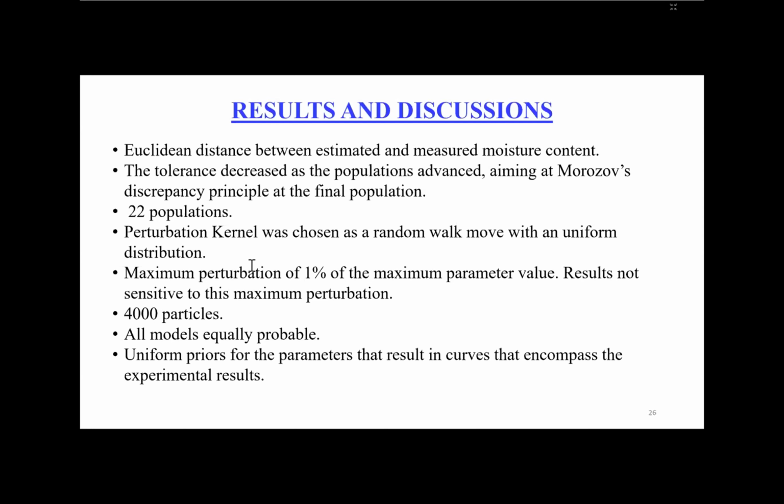The perturbation kernel that is used to explore the parameter space at each population was chosen as a random walk move with a uniform distribution. A maximum perturbation of 1% of the maximum parameter value was used for this kernel. But as I'm going to show in the presentation, the results were not affected by this kernel.